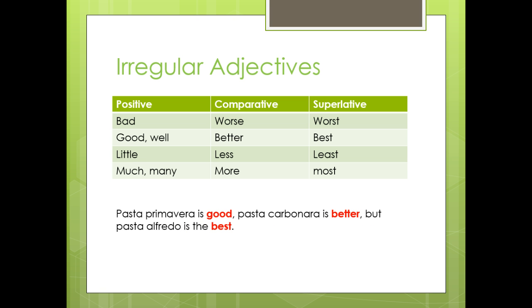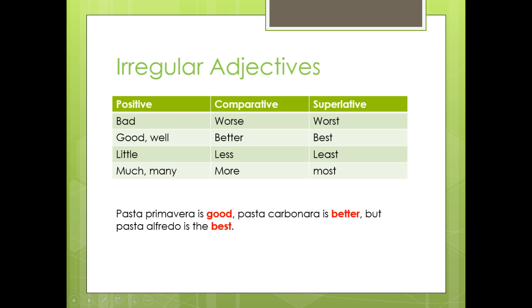Some adjectives are irregular and don't follow either of those patterns of either adding a suffix of er or est or using the words more or most. And here are some examples. Bad, worse, and worst. Good or well, better and best. Little, less, least. Much, many, more and most.